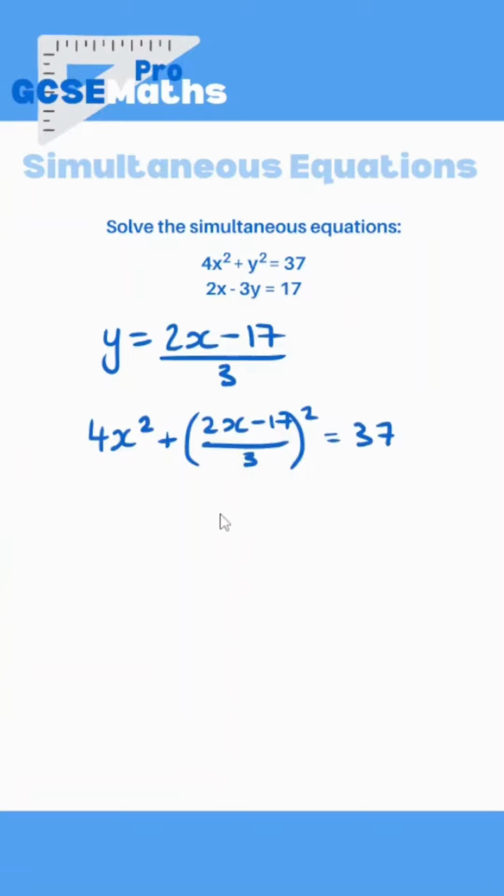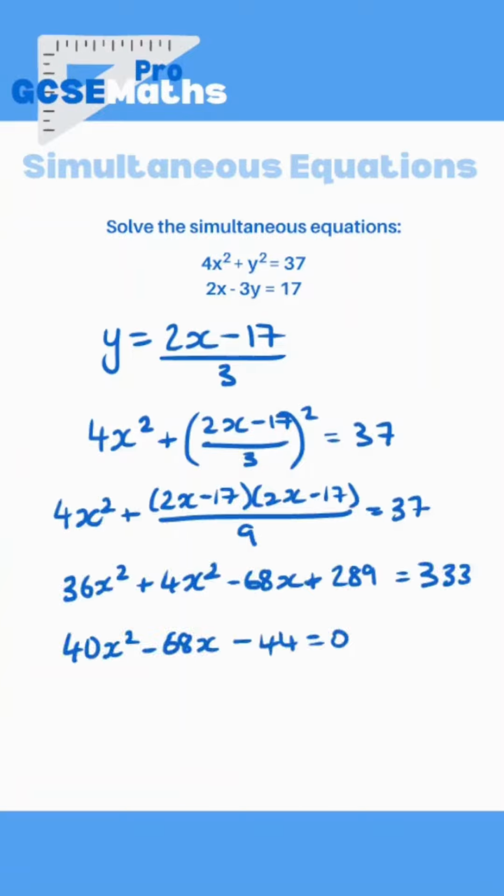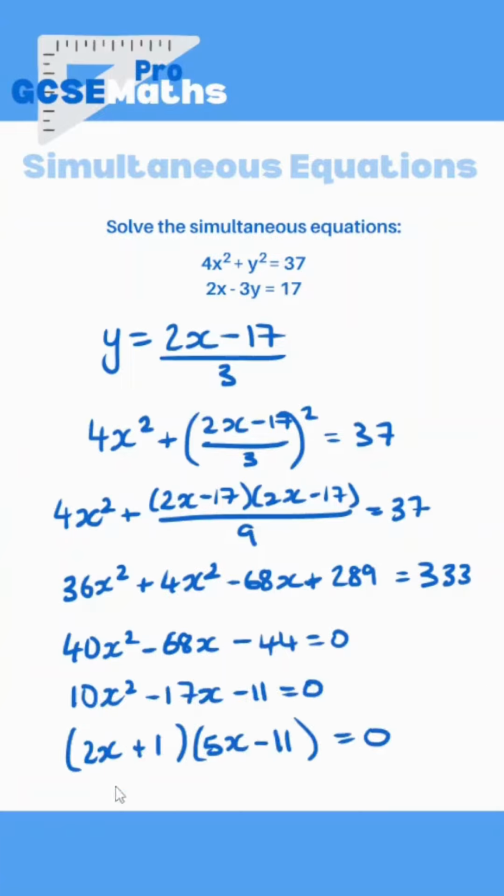At this point I just need to expand, simplify, and start rearranging. Because I knew I'd end up with a quadratic, I had to get everything onto one side where ideally the x squared is positive. Now I'm going to see if I can factorize. Before I do that though, I'm going to check if I can simplify all three of these terms by a common factor. So I could actually divide everything by 4, and now I just need to solve it to find my two values for x.